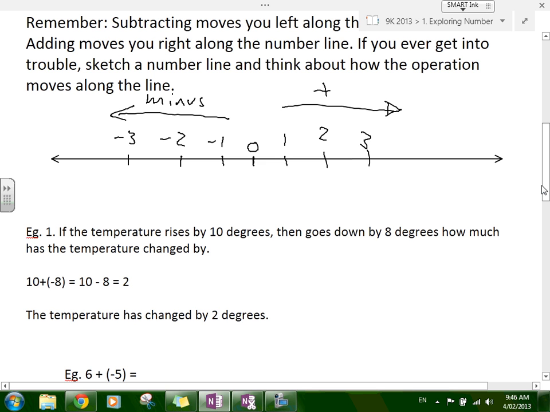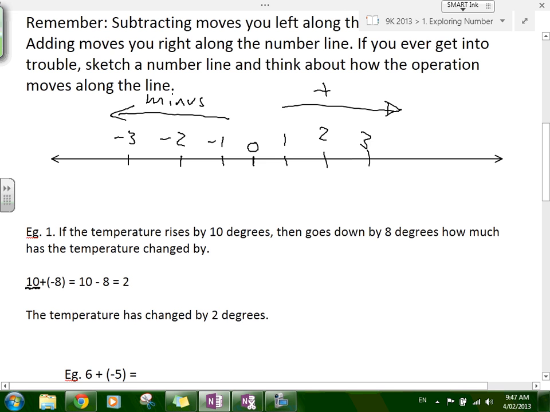If the temperature rises by 10 degrees and goes down by 8 degrees, how much has the temperature changed by? If it increases by 10 during the middle of the day and then goes down by 8, say at night, it's increased by 2. We can all see that. But what's happening with the directed numbers, with the integers, is this operation. The first one is just the number 10, which is the increase.